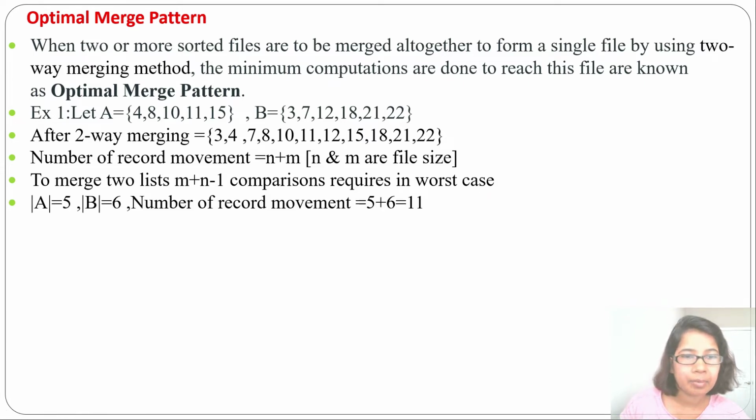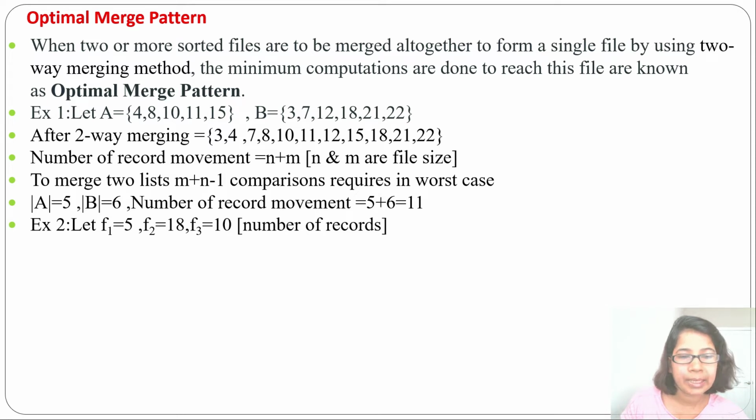Let's see another example having more files. F1 size is 5, F2 size is 18, F3 size is 10, meaning it contains 10 records. Now we'll merge these three files. We'll use two-way merging. So first we'll merge two files, then the resulting file will merge with another file. Let me first merge F1 with F2. F1 contains 5 records, F2 contains 18 records. After merge, the new file will contain 23 records, or we can say there are 23 record movements.